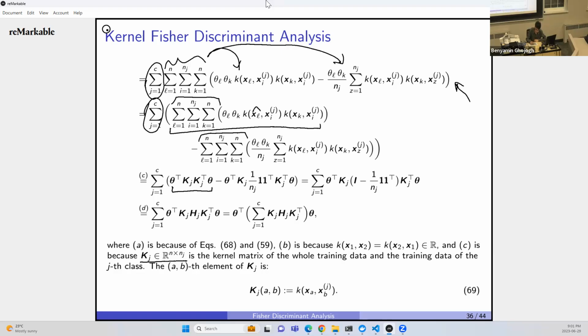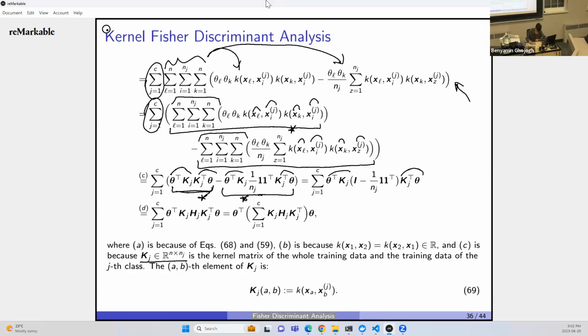Why? Because this is a training point, and this is the ith point in the jth class. This is also a training point. These are training points, and these are the points in the class. So I can write them as a kernel here. Here also, I can write it in this way. So I'm writing these two terms in vector format. Then I factor out theta transpose k_j, and also k_j transpose theta.